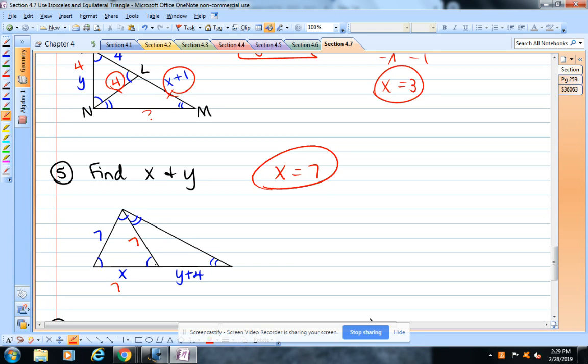So what 2 sides are congruent? Yeah, the one that has a measure of 7 and the one that has a measure of y plus 4. So to find y, I say y plus 4 equals 7, because this is an isosceles triangle, and so those 2 sides will be congruent. And you're right. Y plus 4 equals 7. Subtract 4 and y equals 3.